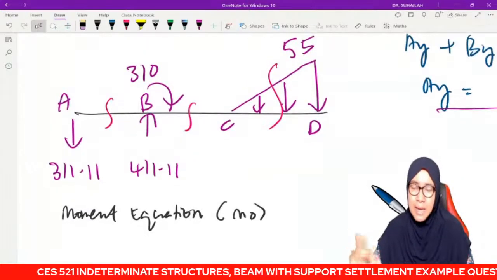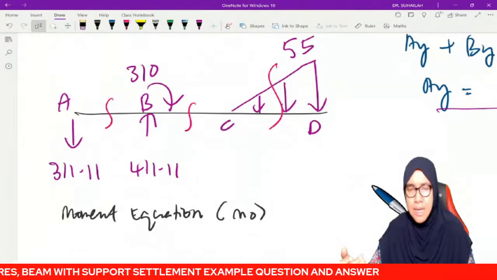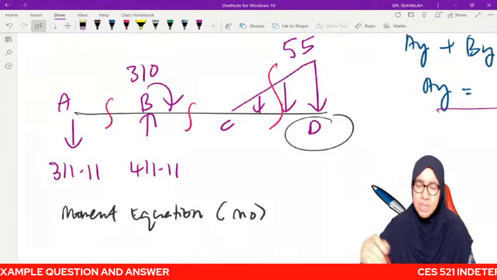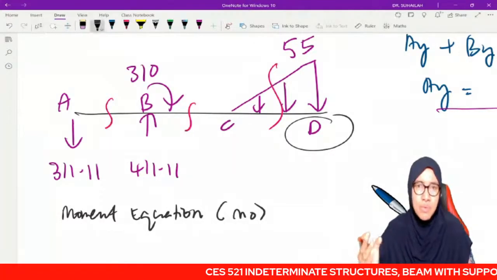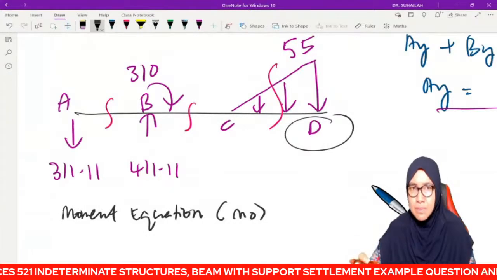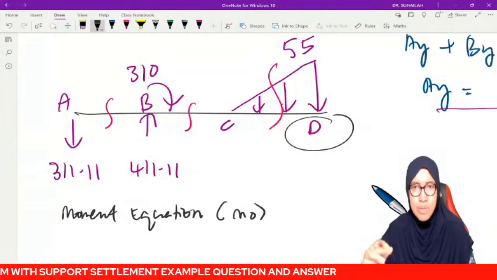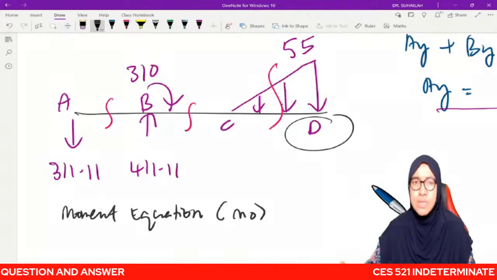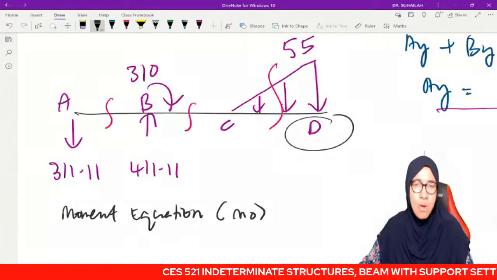By looking at this diagram, we cannot take D as origin whenever we want to cut section CD, because when we choose D as origin, we have a trapezium. Normally what we analyze is a triangular load, because we know the centroid is one third and two third, and we do not know the centroid for a trapezium. So we have to choose the origin from the left.